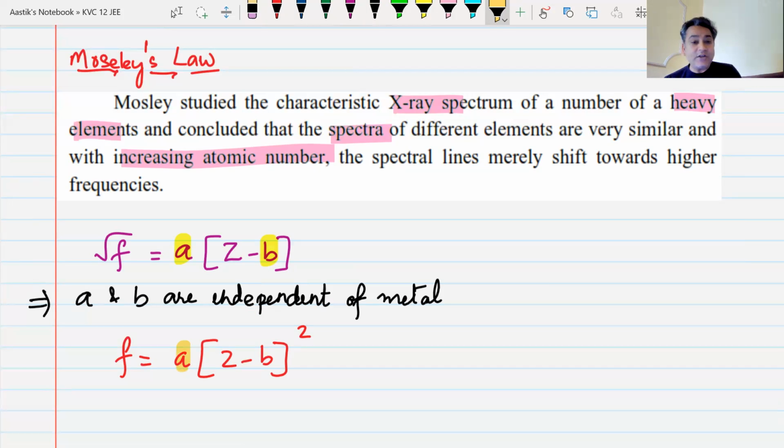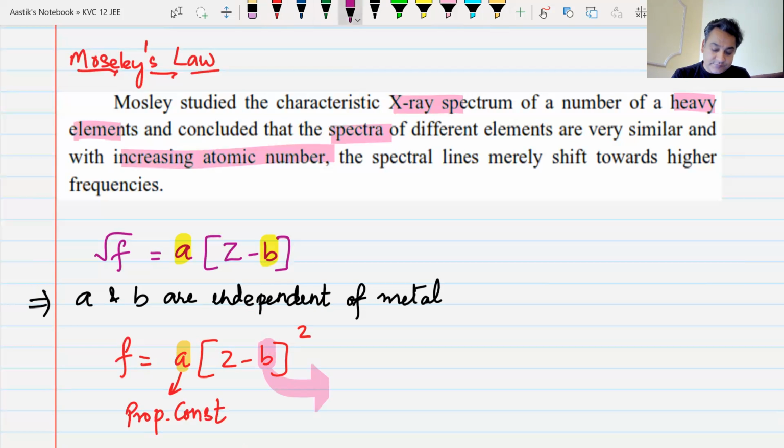Now, this value of B is normally given to you. A is a proportionality constant, so you can write that down. This B is known as the screening constant. That is what you must remember.